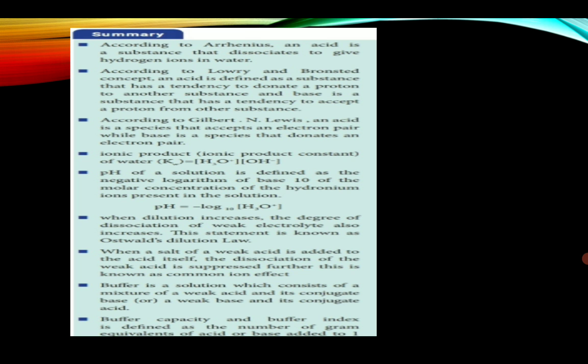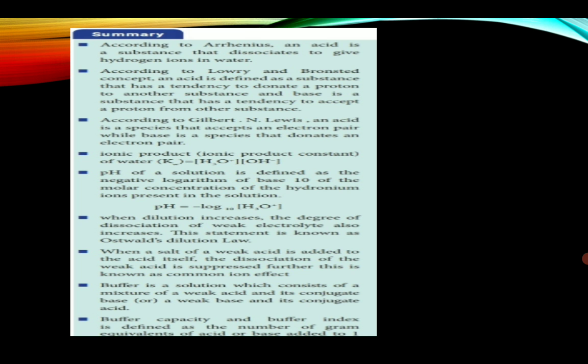The next one is the common ion effect. What is the common ion effect? When a salt of a weak acid is added to the acid itself, the dissociation of the weak acid is suppressed further, and this is known as the common ion effect.